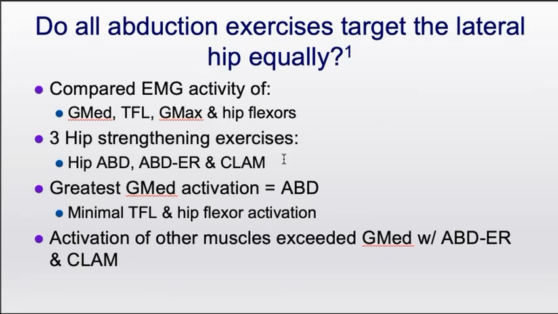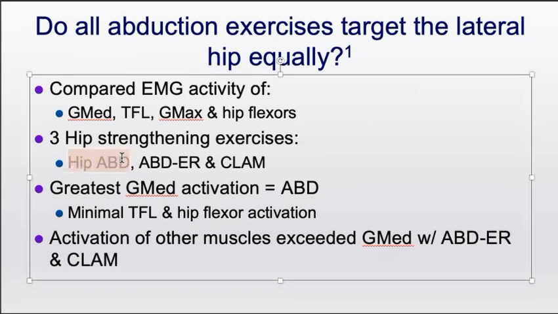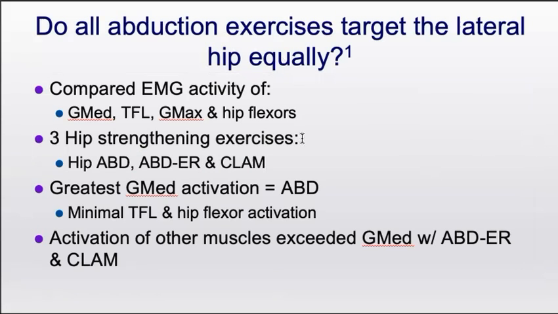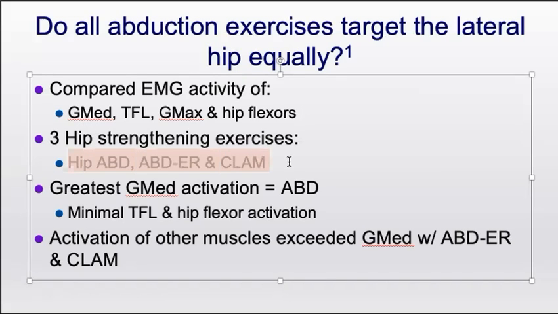Then it ran the participants through 3 hip strengthening exercises. So it looked at sideline hip abductions, with external rotation of the hip, and clamshells. Okay, so 3 similar but slightly different exercises. Then it compared the EMG activity, or the muscle firing activity of each of these muscles throughout these 3 trials to see which exercise actually selectively activates one or two of these muscles compared to the others.